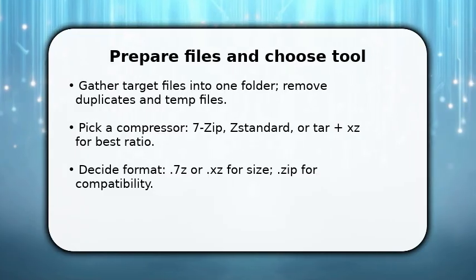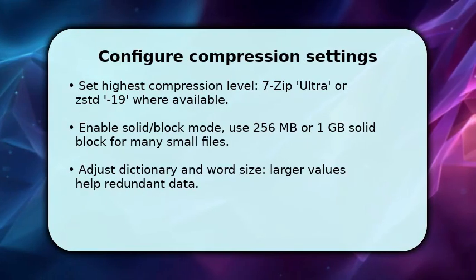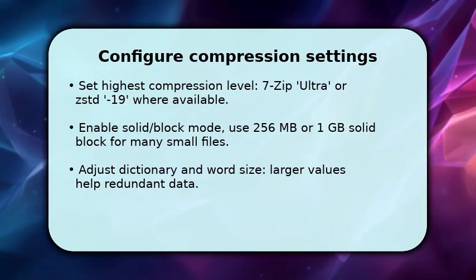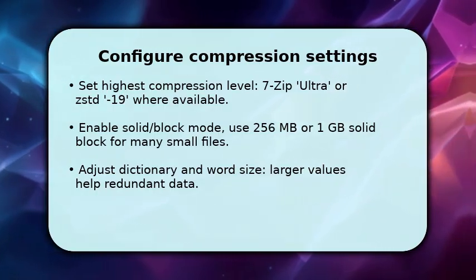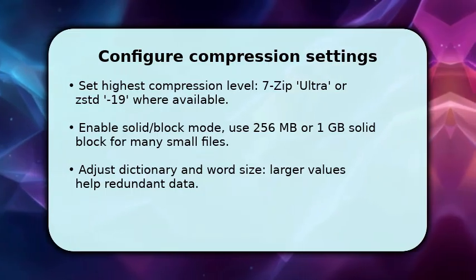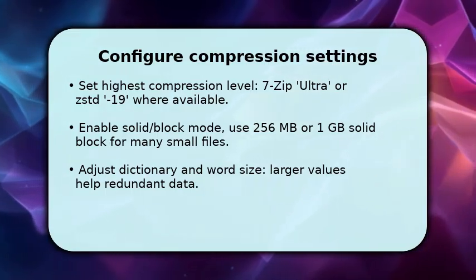You now tune settings to squeeze size. Pick the highest compression profile, Ultra in 7-zip or ZSTD at -19. Understand this will be slower. Once done, enable solid archive mode so similar files share dictionaries.